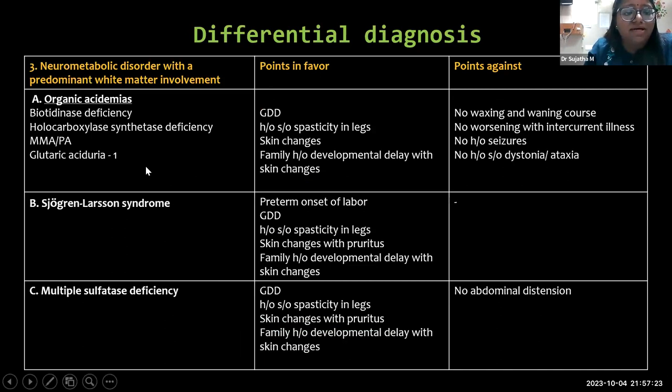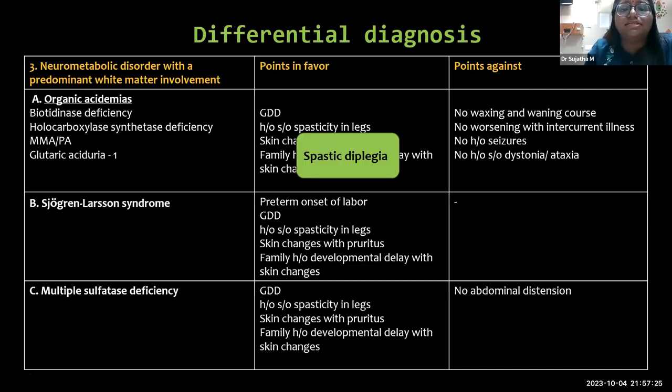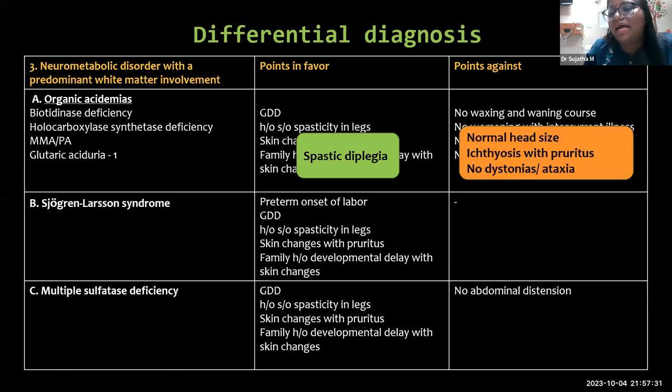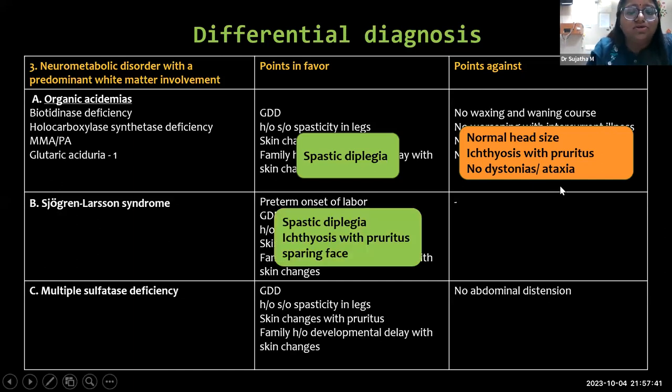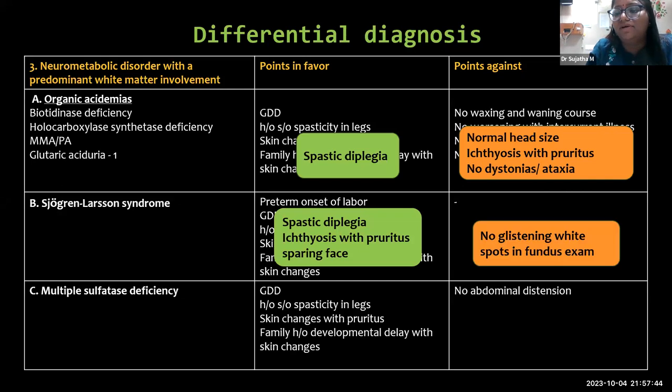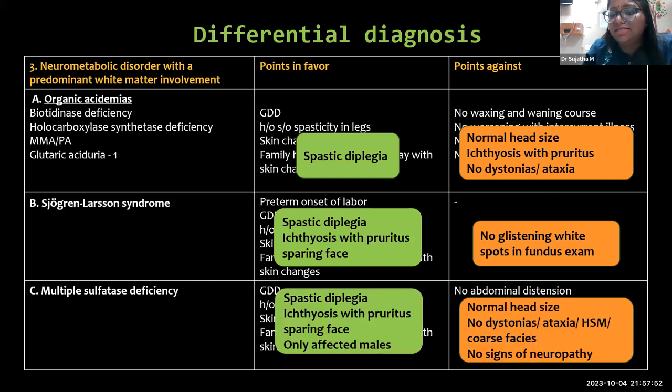In the organic acidemias, we considered biotinidase deficiency and holocarboxylase synthetase deficiency. So points in favor, examination revealed a spastic diplegia, but the child had a normal head size, ichthyosis with pruritus, which doesn't go with these two differentials, and there were no dystonias or ataxia to explain the extrapyramidal involvement. For Sjögren-Larsson syndrome, almost everything was fitting in, but we couldn't find the pathognomonic white spots in the fundus examination. And multiple sulfatase deficiency, again, the head size was normal. There were no other extraneural features like dystonias, ataxia, hepatosplenomegaly, or coarse facies, no signs of neuropathy.